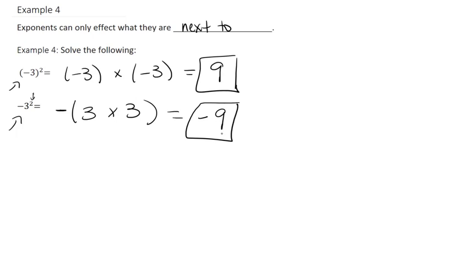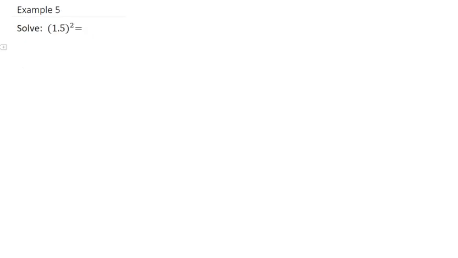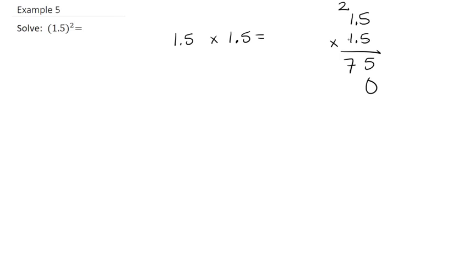So let's look at another example. Solve for the following: 1.5 raised to the second power. So we have 1.5 times 1.5. Now, we're going to do this off to the side. So we have 5 times 5, which is 25. Carry the 2. 5 times 1 is 5, plus 2 is 7. Have a placeholder of 0. 1 times 5 is 5. 1 times 1 is just 1.